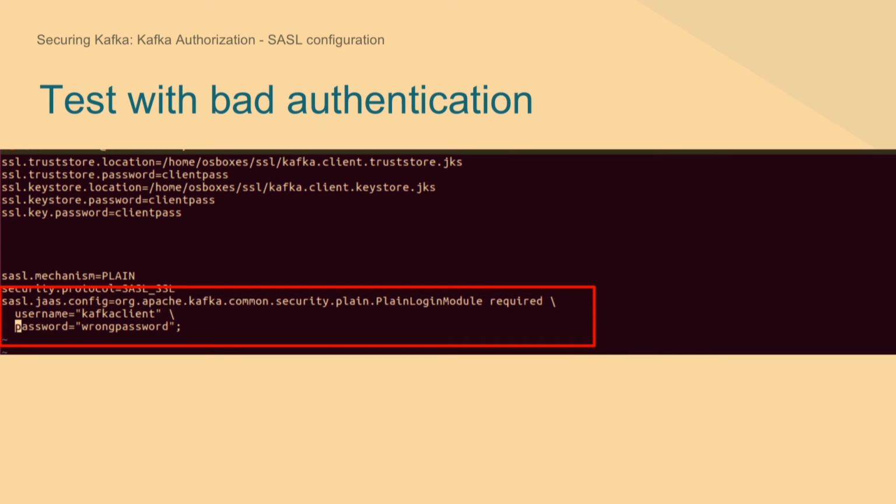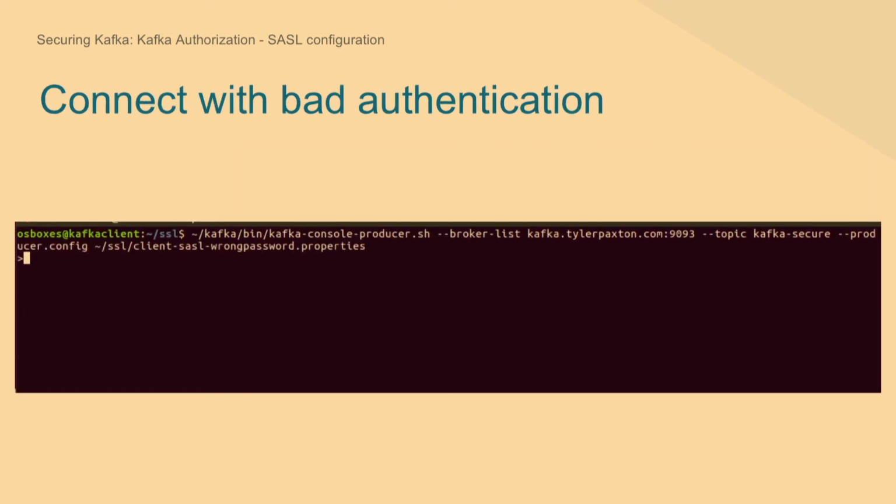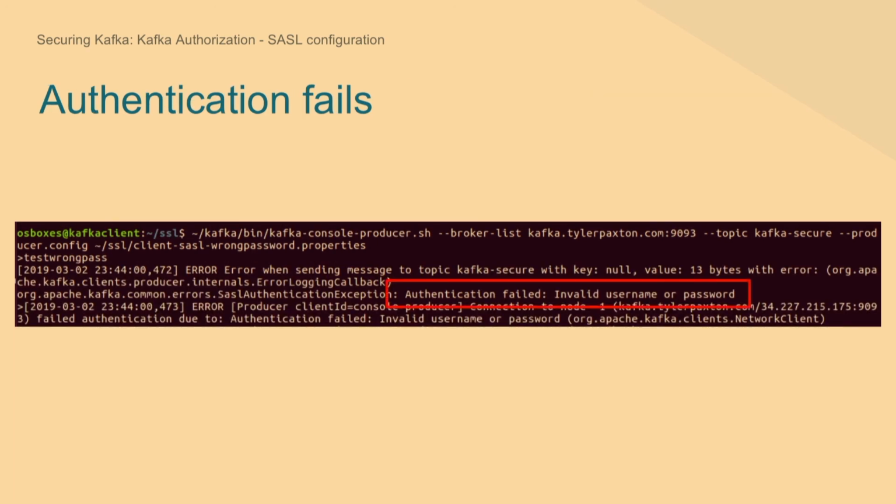I also created a bad password, and I'm going to go ahead and test that out. So first I'm going to try it with the wrong password properties file. And we can see that I get an error saying I have an invalid username or password. That's one of the nice things about using authorization: you get a little bit better messaging if you're not able to successfully connect.